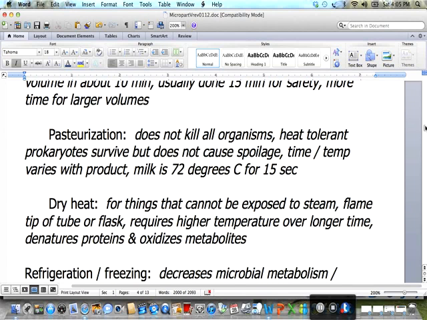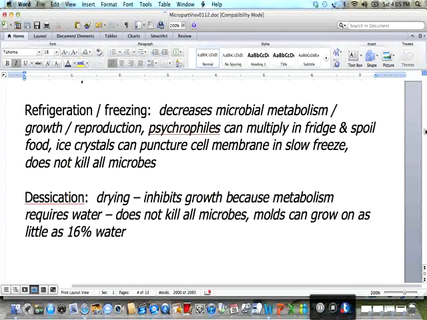Dry heat is used for things that cannot be exposed to steam, such as flaming the tip of the tube or flask in the lab. This requires a higher temperature over a longer time. It also works by denaturing proteins and oxidizing metabolites.